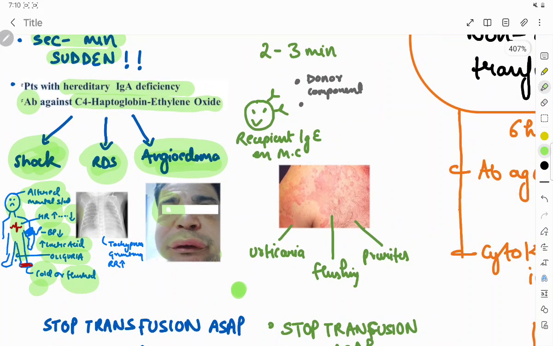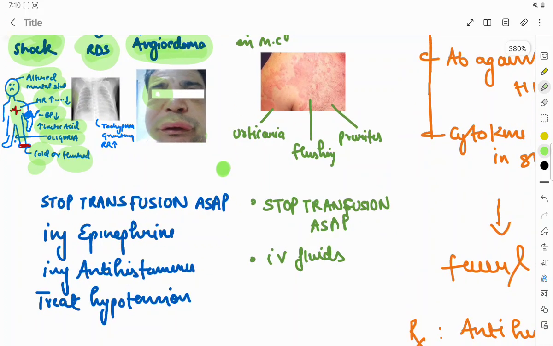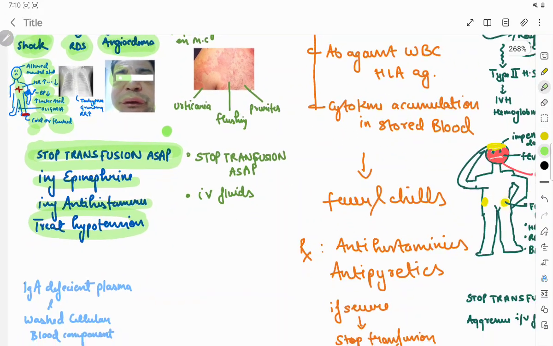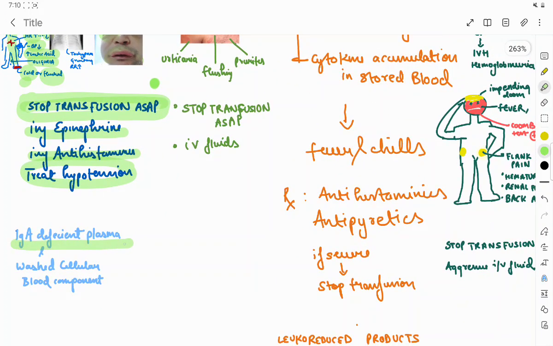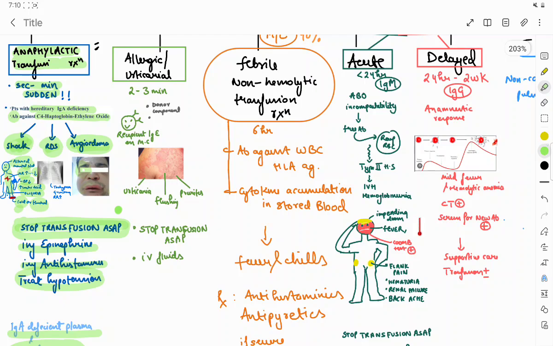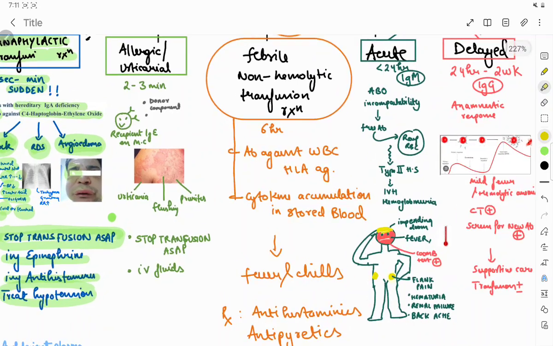Okay, what we do in these patients as soon as possible is stop the transfusion. That is the first thing we do, followed by injection epinephrine, giving antihistaminics, and you treat the hypotension by giving a lot of IV fluids. Okay, what we can do to prevent this condition now is you can give IgA deficient plasma, as IgA is known to cause it, or you can use washed cellular blood components. Okay, so this was about the first reaction that is really very fatal, that is the anaphylactic transfusion reaction.